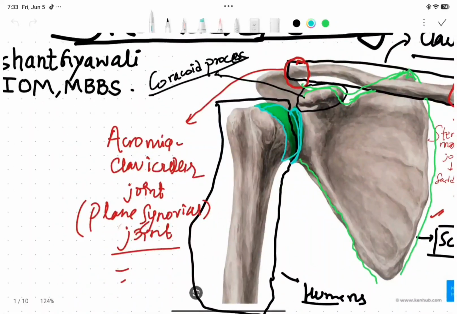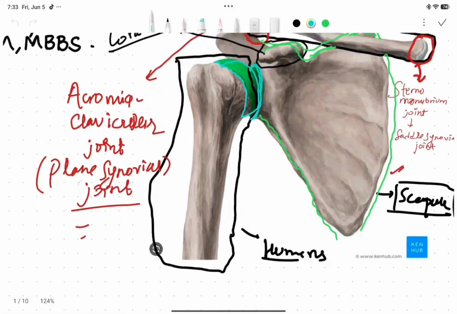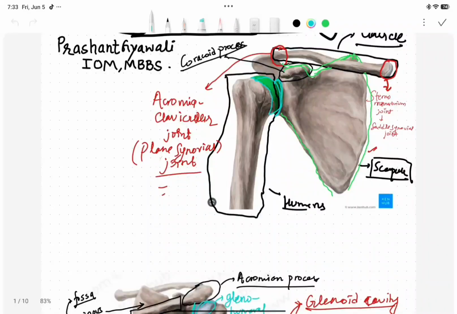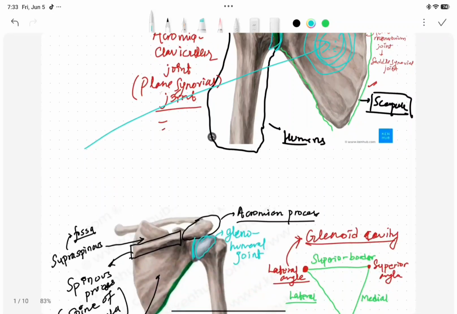Okay, so this is the front view, and the anterior side of the scapula also has a fossa or depression. This fossa is known as the subscapular fossa.